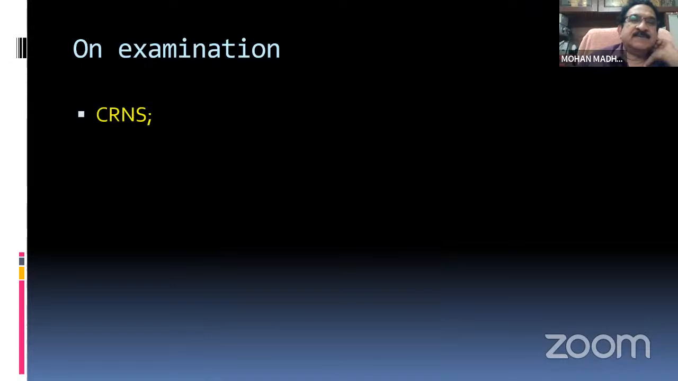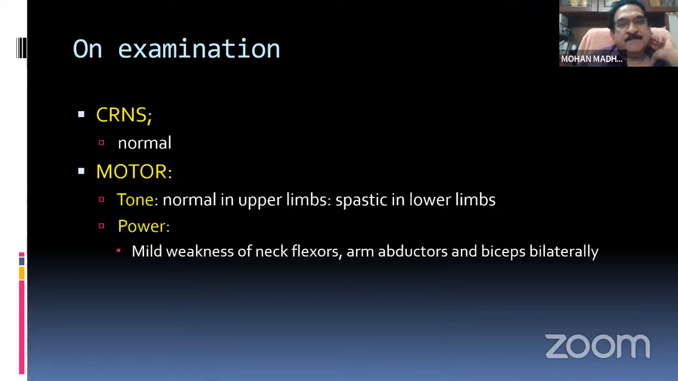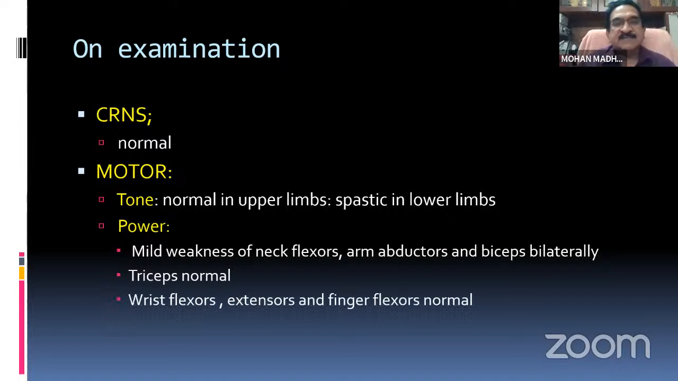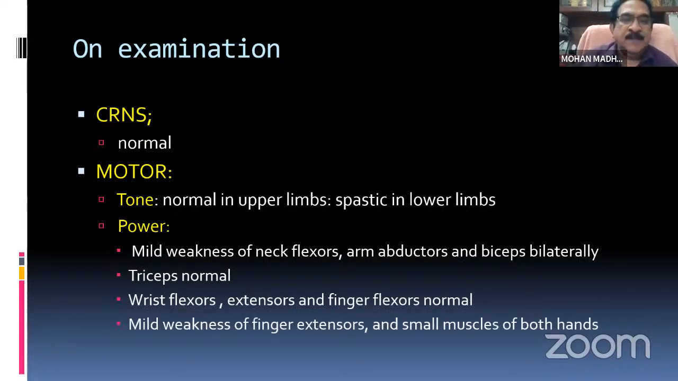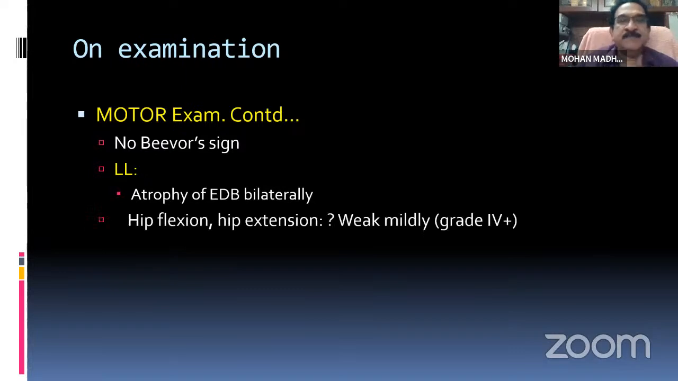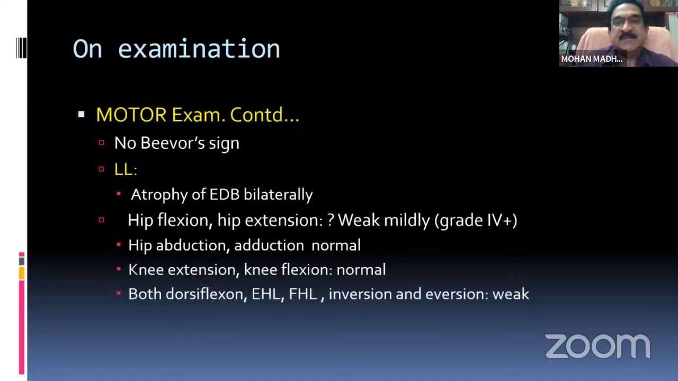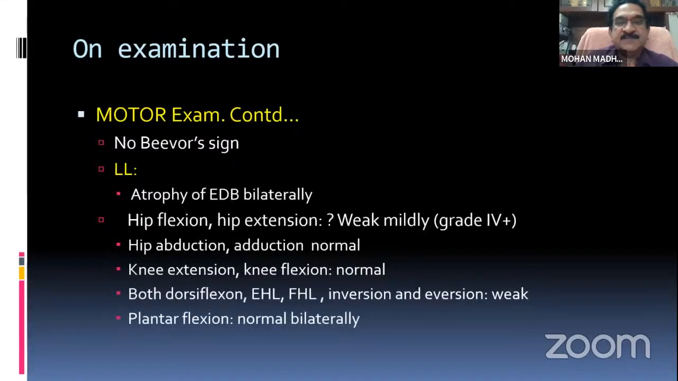So on examination, higher mental functions and cranial nerves normal. Motor tone normal in the upper limb, appeared spastic in the lower limb. Power: mild weakness of neck flexors, arm abductors and biceps bilaterally. Triceps normal power, wrist flexors and extensors, long finger flexors normal. Mild weakness of the finger extensors and small muscles of both hands. No Babinski sign. Lower limb: atrophy of the EDB bilaterally. Hip flexion, hip extension mildly weak. Hip abduction, adduction normal. Knee extension, knee flexion normal. Both dorsiflexion, EHL, FHL, inversion weak. Plantar flexion normal bilaterally.